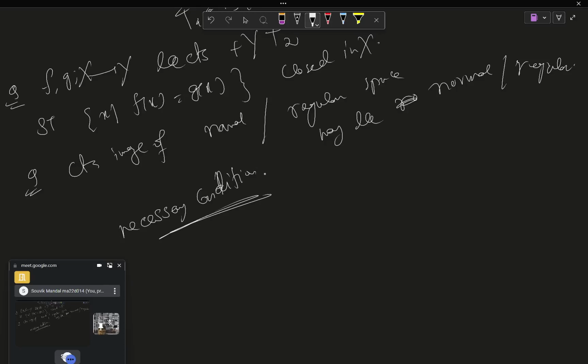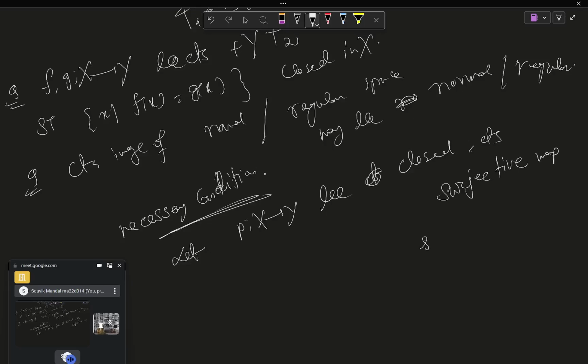But when will it happen? Under a necessary condition: let p from X to Y be a closed and surjective map such that the preimage of each point of Y is compact. This type of map is called a perfect map.